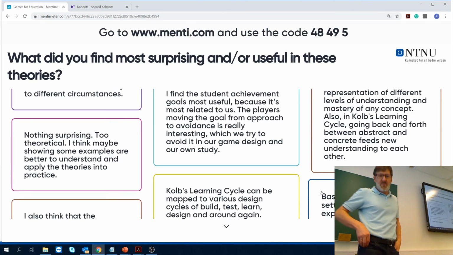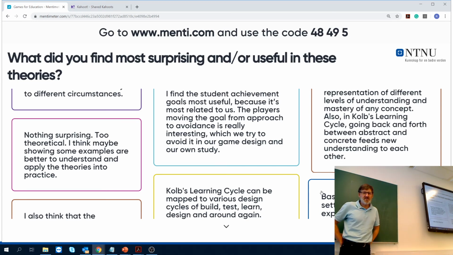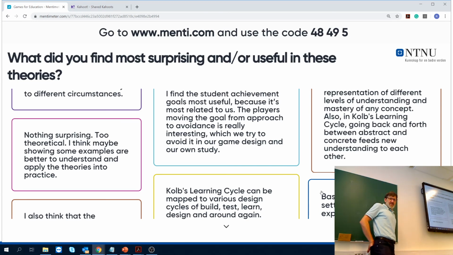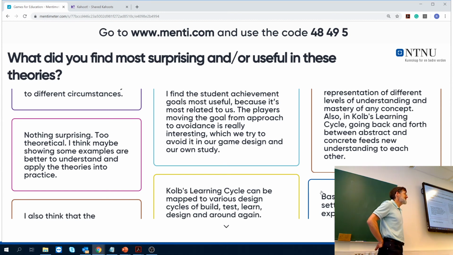Nothing surprising, too theoretical. I think maybe showing some examples would be better to understand and apply the theories in practice. Absolutely. Nothing surprising. Okay, then I think you know what from the field, maybe? I think that's the hope here, right?